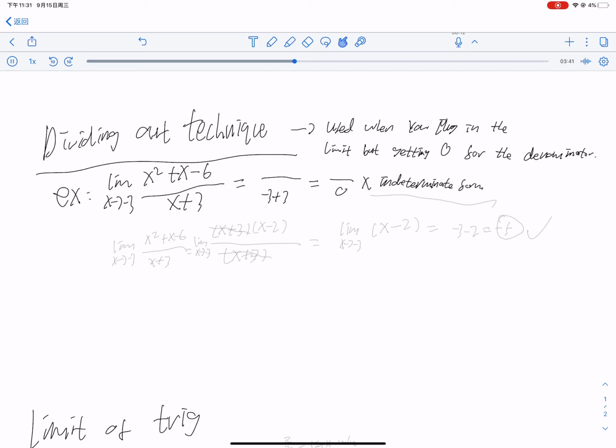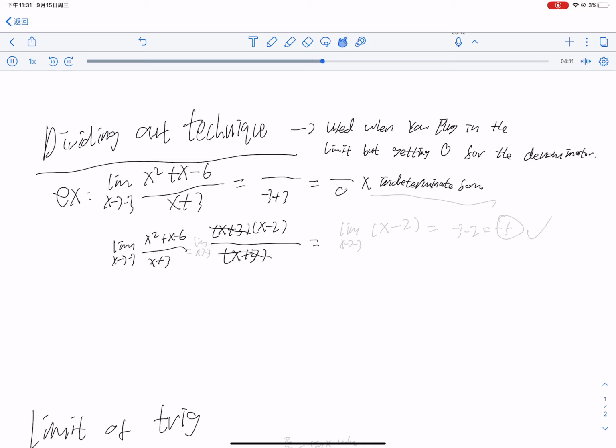So the correct way to do this is using the dividing out technique. So basically, you want to simplify or factor out the equation. So this should be x plus 3 and x minus 2 over x plus 3. So clearly this can be cancelled out.